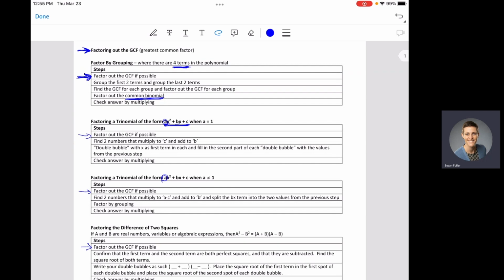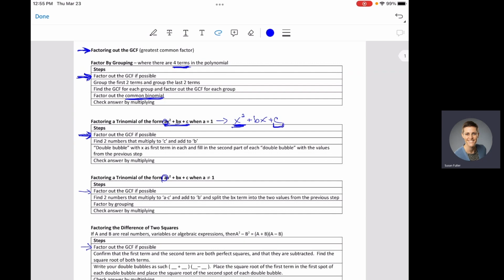When that a value is 1, our process is going to be a little simpler, so we're going to start there. If a is 1, that means your polynomial will look like x squared plus bx plus c. So if you have just an x squared with a 1 in front of it, this is your process. You're going to start by factoring out a greatest common factor if you can. After you do that, you need to find 2 numbers that multiply to c. C is the number here by itself.